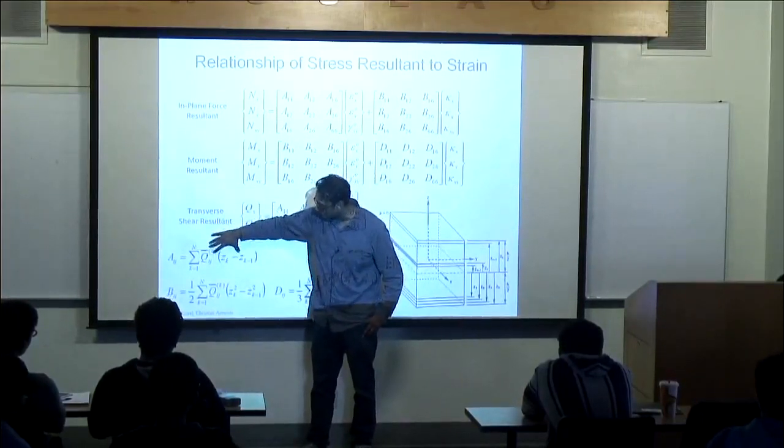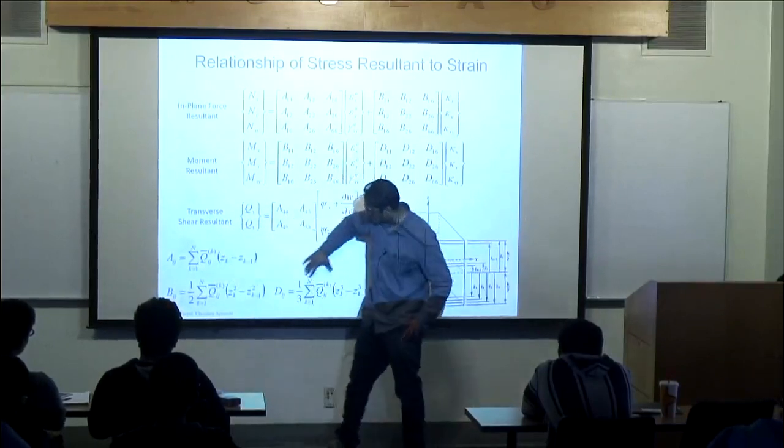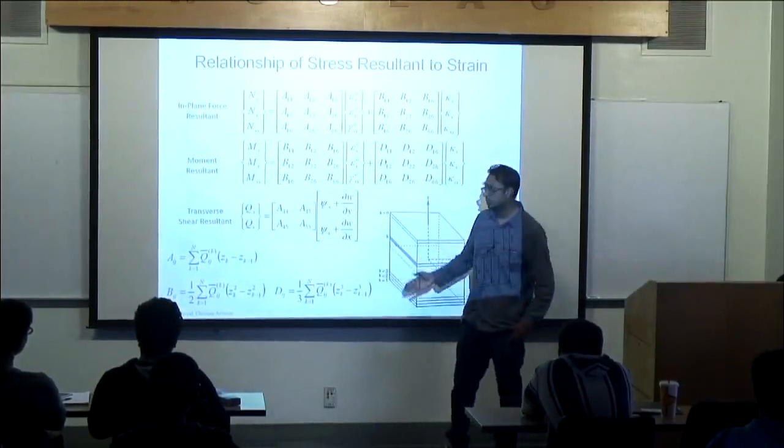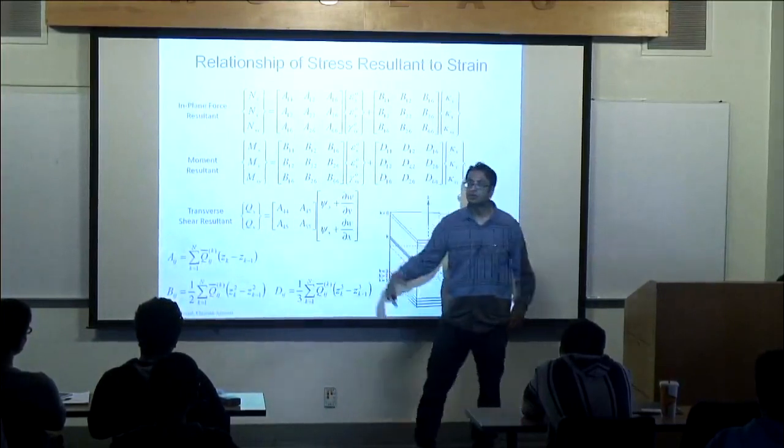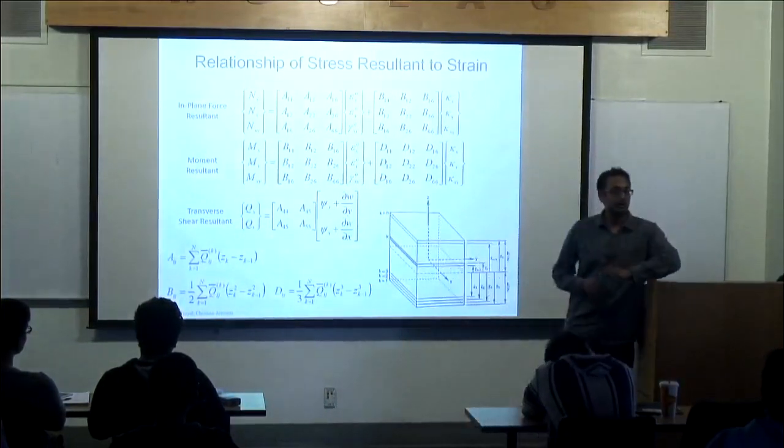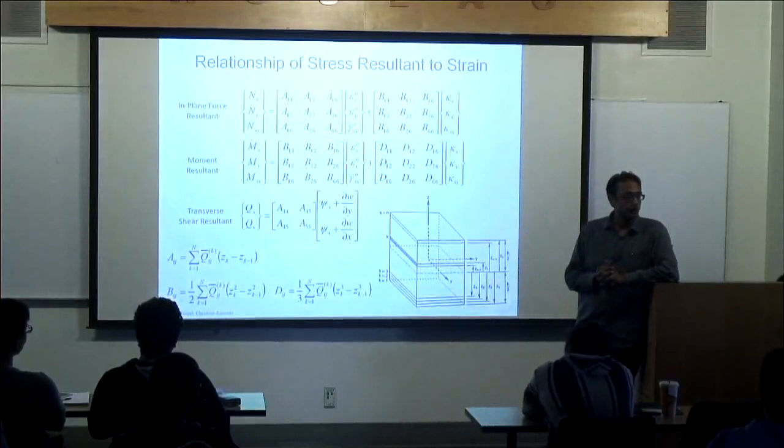Okay, that's for A. For B, I have to calculate this. For D, I have to calculate that. It has a Z cubed instead. You have to add them all up to get A, B, and D. Okay, A, B, and D. Are you tracking?